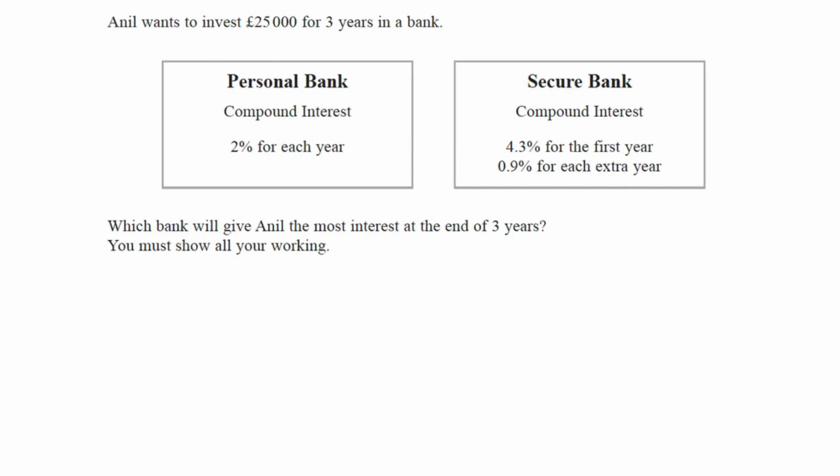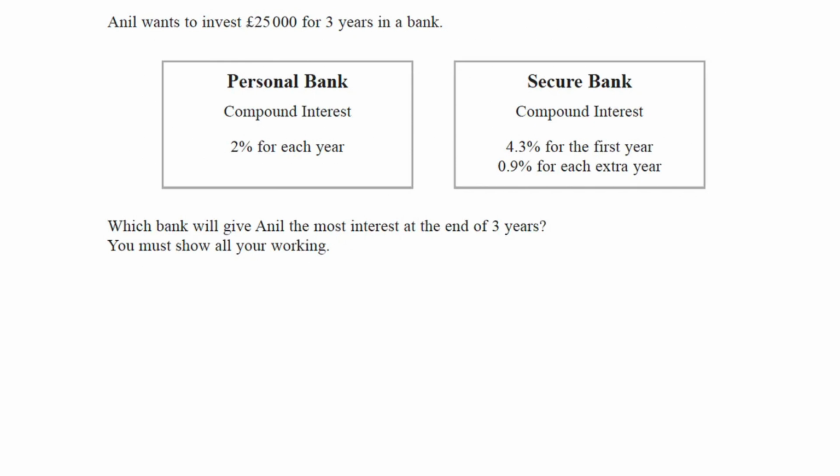Anil wants to invest £25,000 for 3 years in a bank. We've got personal bank, which has a compound interest of 2% for each year. Secure bank has compound interest, which is 4.3% for the first year and 0.9% for each extra year. Secure bank, that's super common in the real world as well, in that they will often offer you a higher percentage when you first join, but then that may go down. So we're looking at which bank will give Anil the most interest at the end of the 3 years.